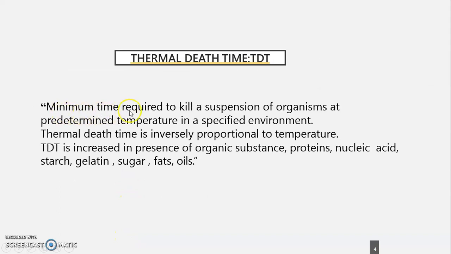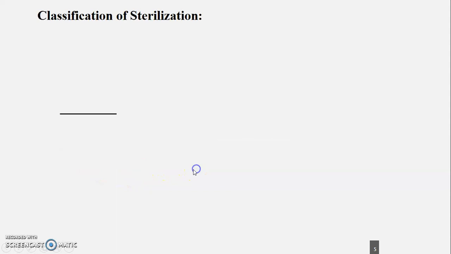Thermal dead time is the minimum time required to kill a suspension of organisms at a predetermined temperature in a specific environment. The thermal dead time is inversely proportional to the temperature. Thermal dead time increases in the presence of organic substances, protein, nucleic acid, starch, gelatin, sugar and fats.